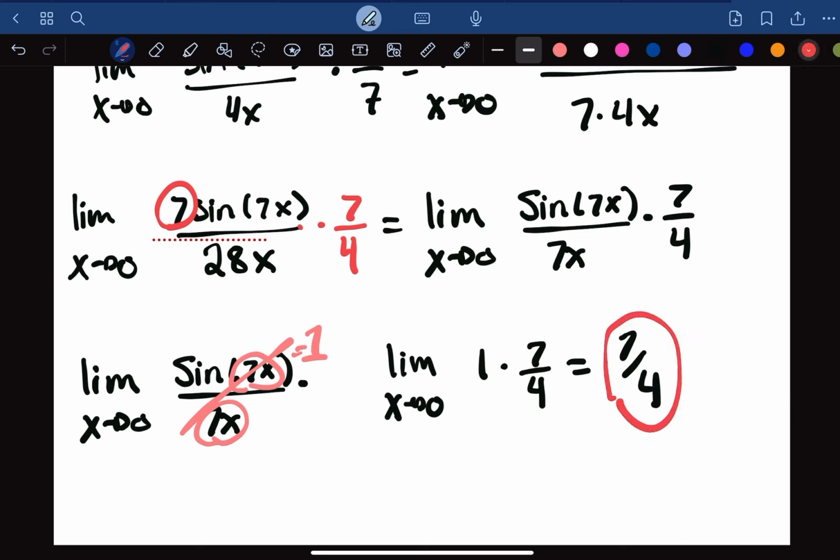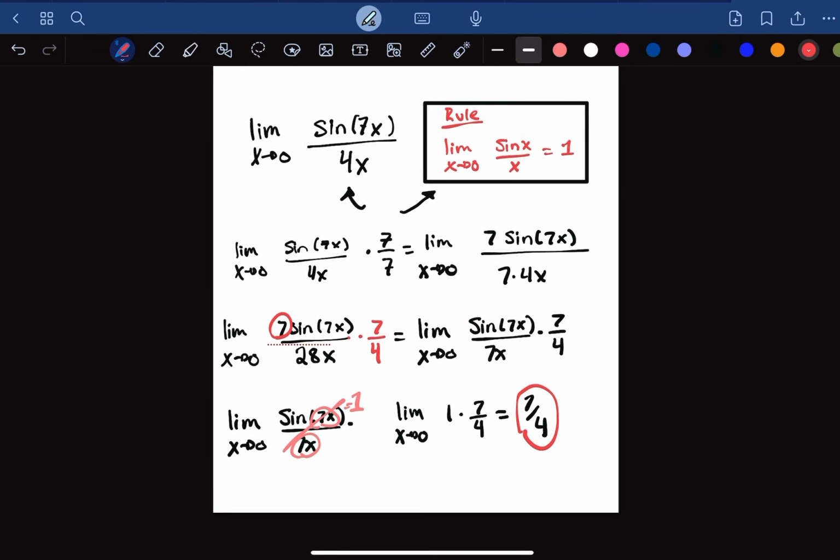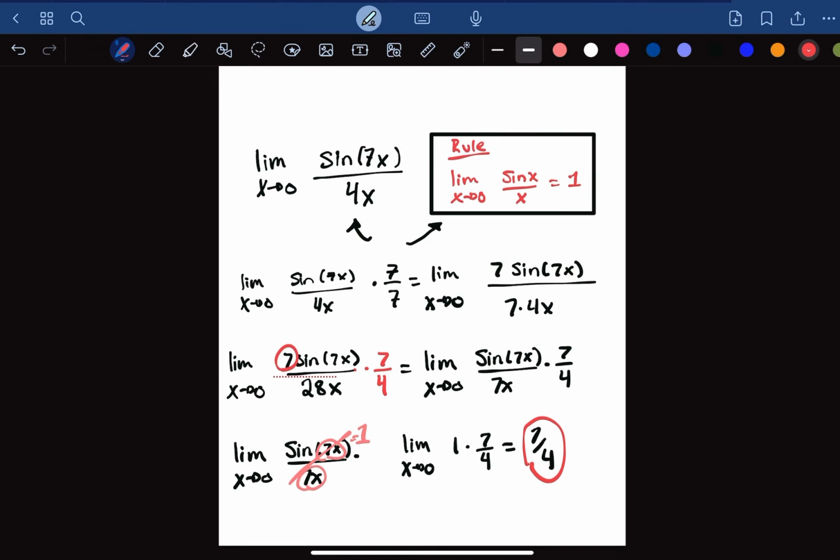So your limit should end up being 7/4, and the reason that you're doing this is because you're able to use this rule, knowing that the limit as x is approaching 0 of sine x over x is equal to 1. So when we have the limit as x is approaching 0 of sine 7x over 7x, that is equal to 1, so then you just end up with 7/4 as your answer.